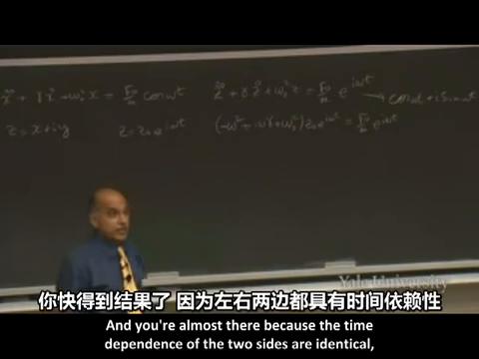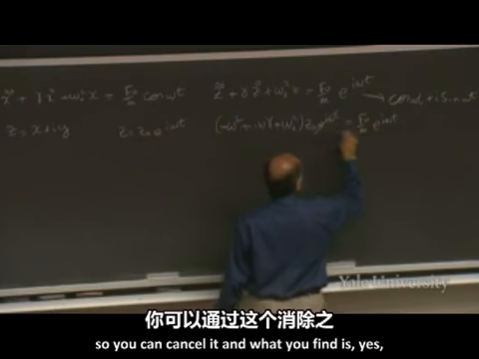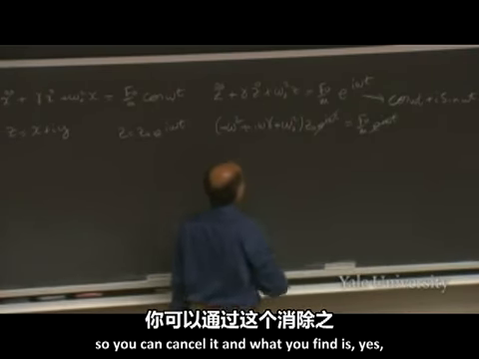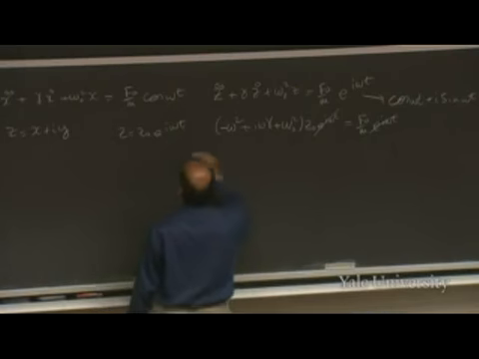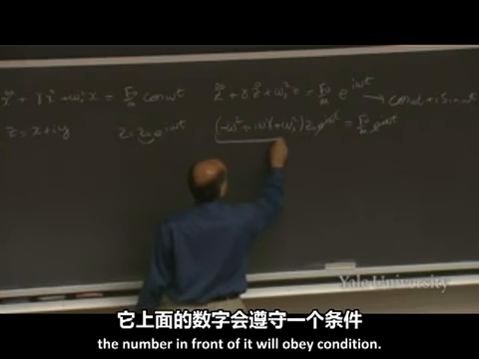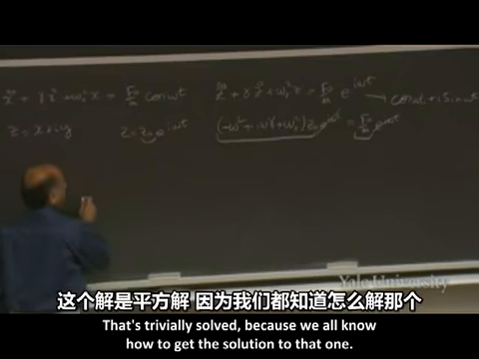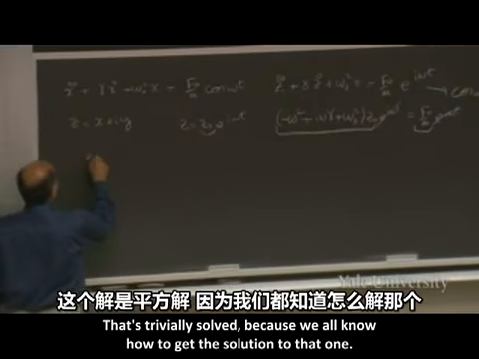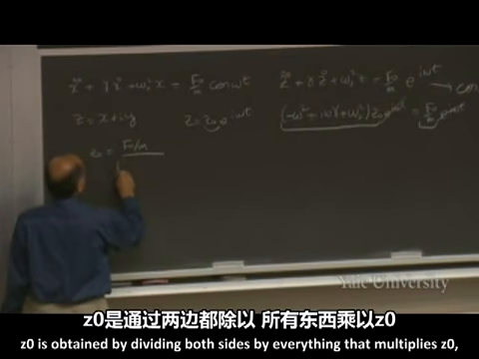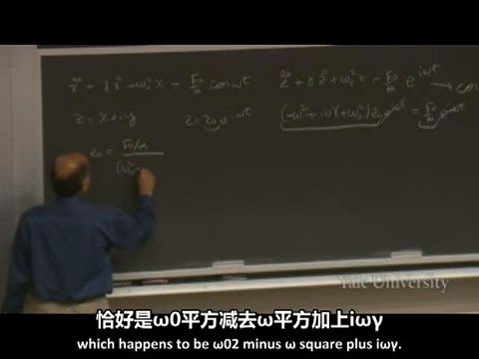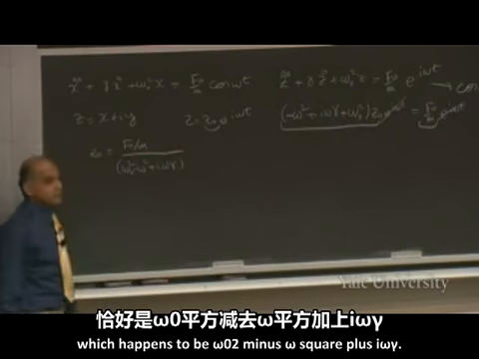And you're almost there, because the time dependence of the two sides is identical, so you can cancel it. And what you find is, yes, I can satisfy the equation that's given to me, provided the number z naught, the number in front of it, obeys this condition. That's trivially solved, because we all know how to get the solution to that one. Z naught is obtained by dividing both sides by everything that multiplies z naught, which happens to be omega naught squared minus omega squared plus i omega gamma.